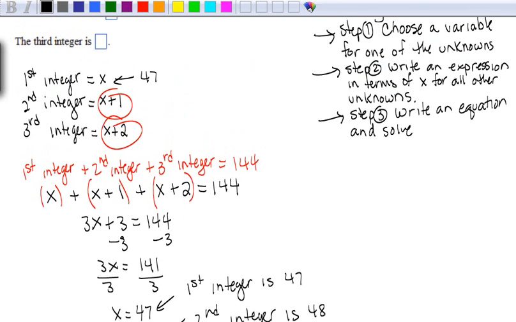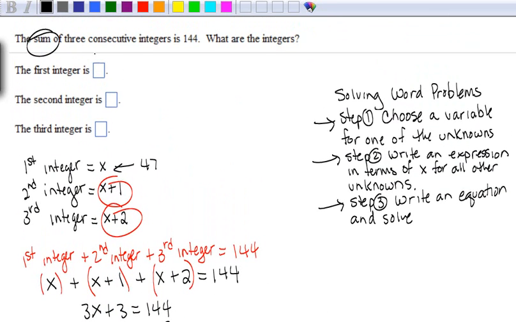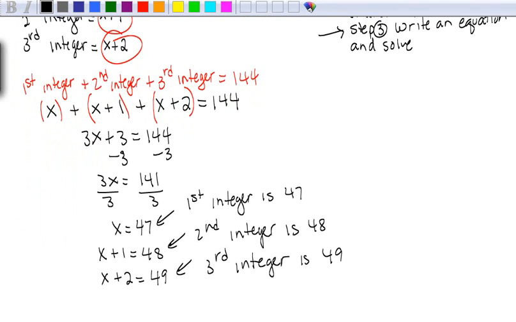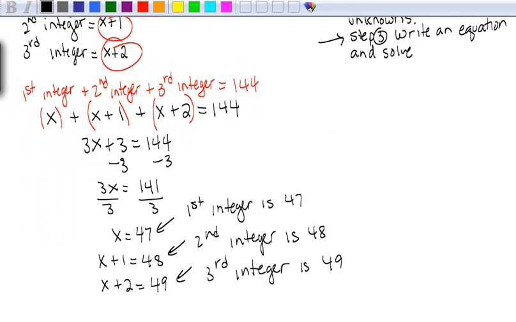And you could scroll up, and you can put those three answers in. And that is how you solve this word problem. Hope that helps.